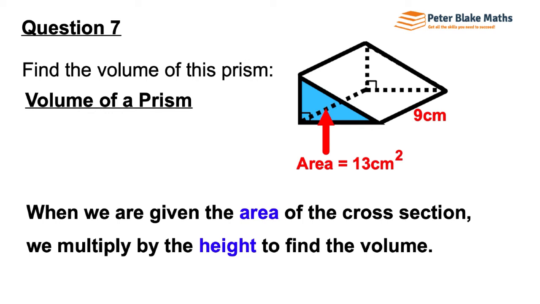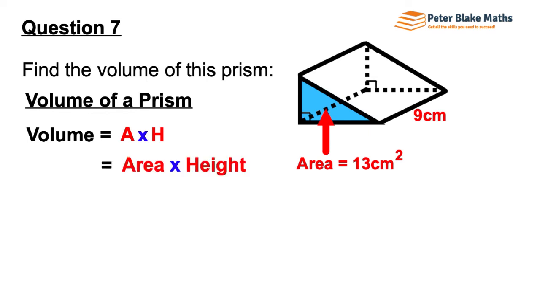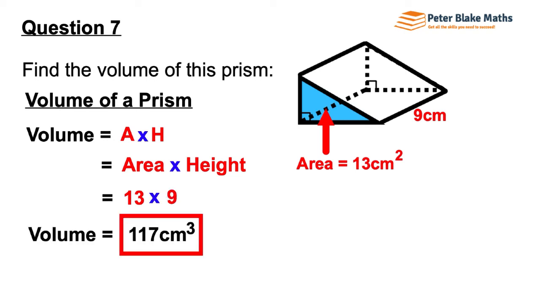So we just take the area and multiply it by the height. So volume equals area times height there. We've got an area in the diagram of 13 centimeters squared, and we've got a height or a distance to the other end of 9 centimeters. So we'll have area times height here. We'll have an area of 13 and a height of 9. And when we multiply that out, we have a volume in the end of 117 centimeters cubed.